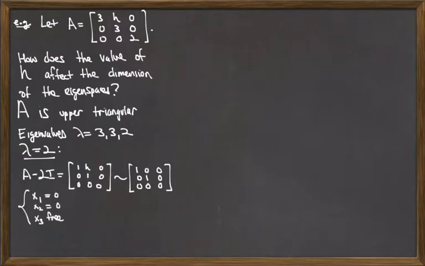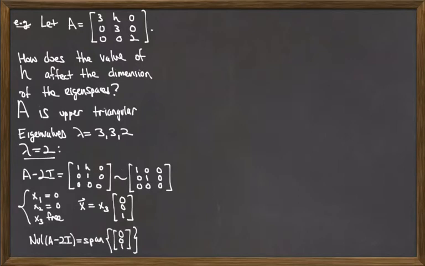Writing down the solutions here, you see x1 is 0, x2 is 0, and x3 is a free variable. So in vector form, we'll have x equal to x3 times (0, 0, 1). In fact, the null space of A minus 2I is just the span of this vector, and it's one-dimensional. That had nothing to do with the value of h. To answer our question, h doesn't influence the dimension of the lambda equal to 2 eigenspace. It's one-dimensional, period.